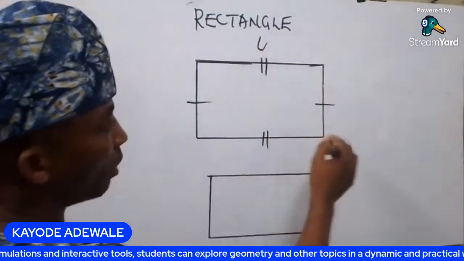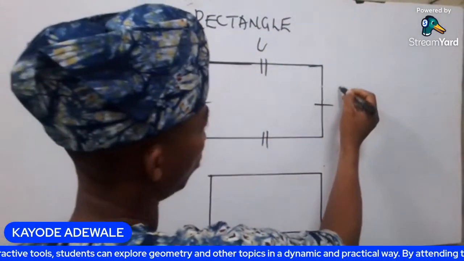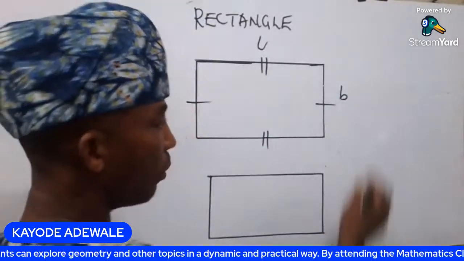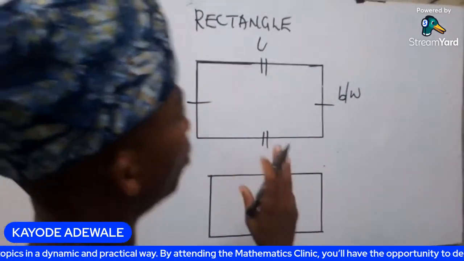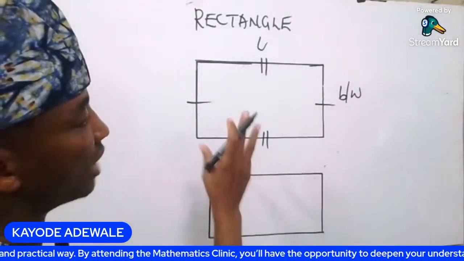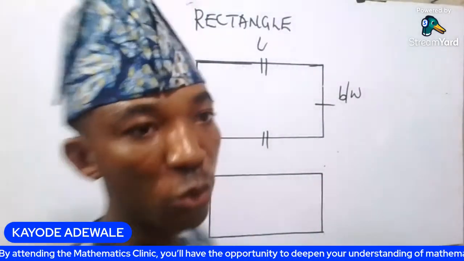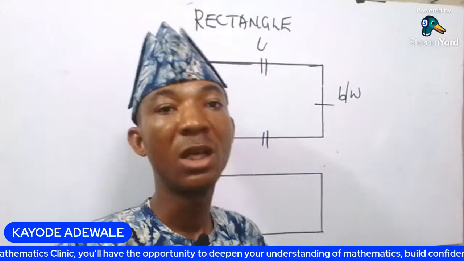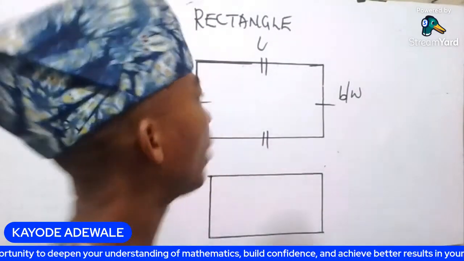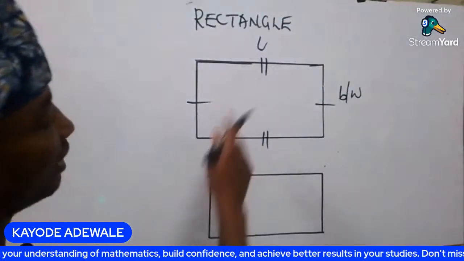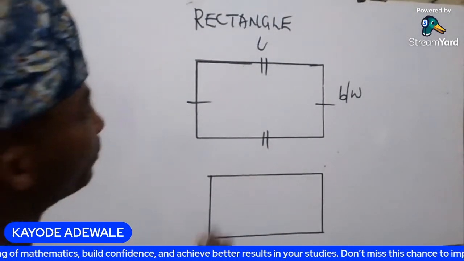The longest side is called the length, and the shorter side is called the breadth, or sometimes we call it the width. So there are two things we want to do here. We'll first do the calculation, then we'll also make use of the PhET simulation that was developed by the University of Colorado. So let's see the calculation by hand.